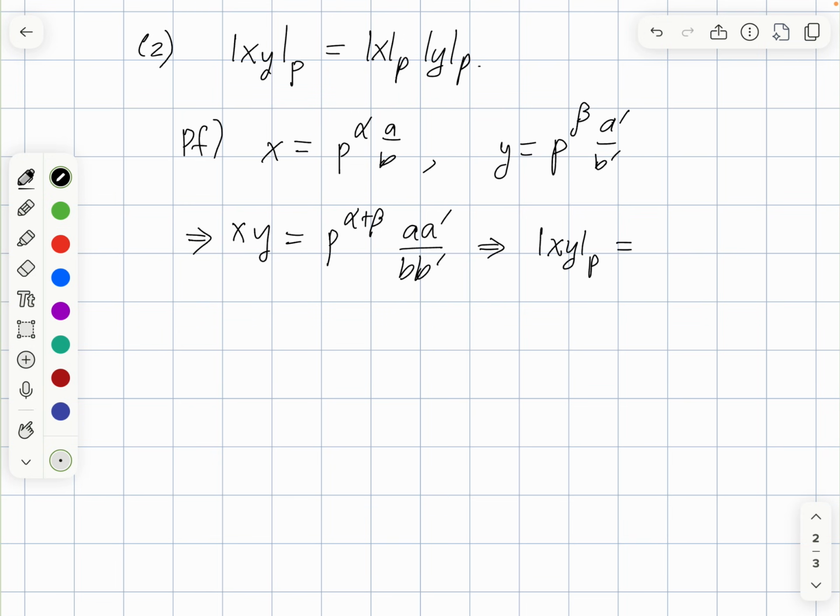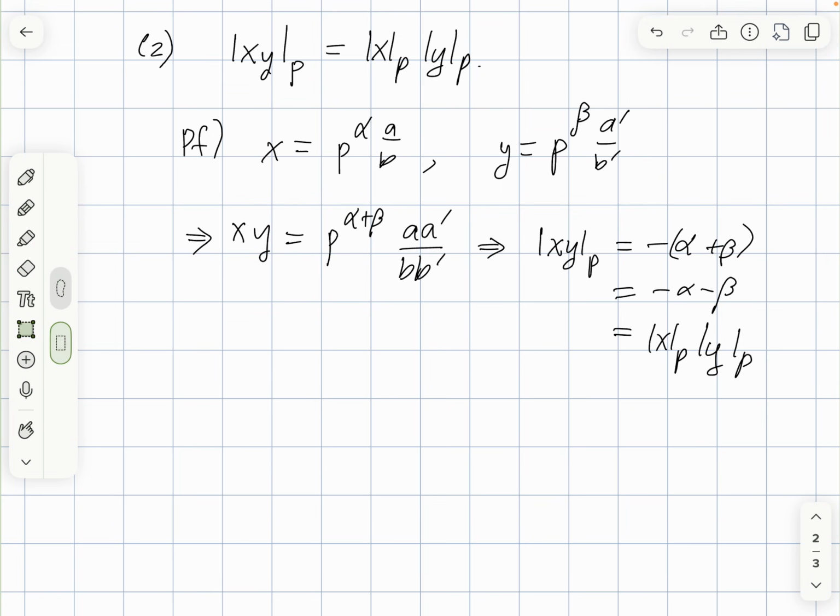and so the p-adic absolute value is just equal to p to the negative parentheses alpha plus beta. This is equal to p to the negative alpha minus beta, which is the p-adic absolute value of x times the p-adic absolute value of y. So that's the proof. And here it was actually quite essential that p is prime, because that implies that p doesn't divide anything in a prime over b prime.